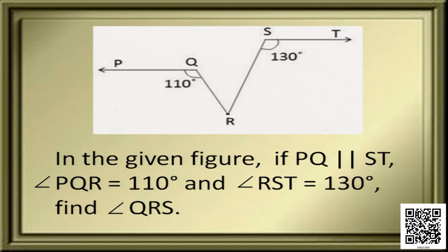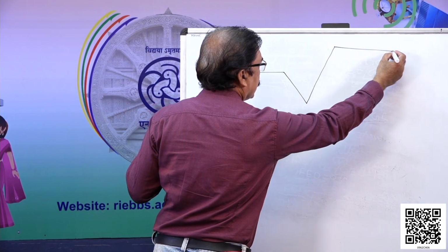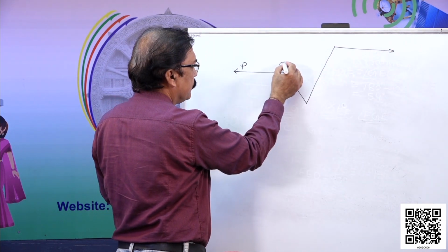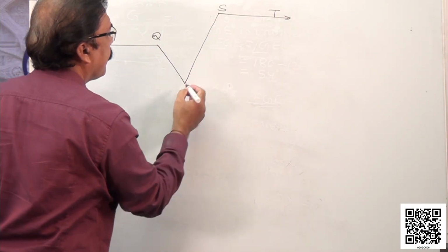Here, a figure is given and PQ is parallel to ST. Angle PQR is 110 degree and angle RST is equal to 130 degree. What is the measure of angle QRS? Now you see PQ, the figure is like this. Here it is PQ and ST and this is R.